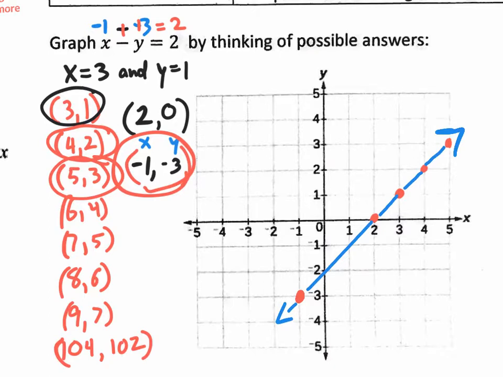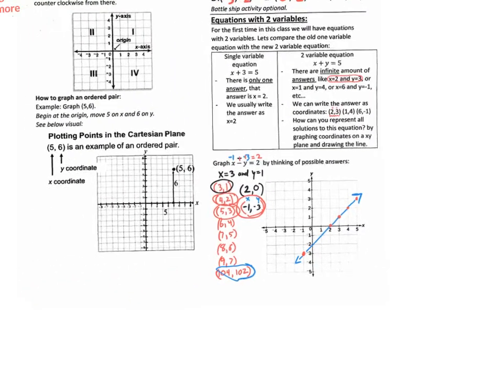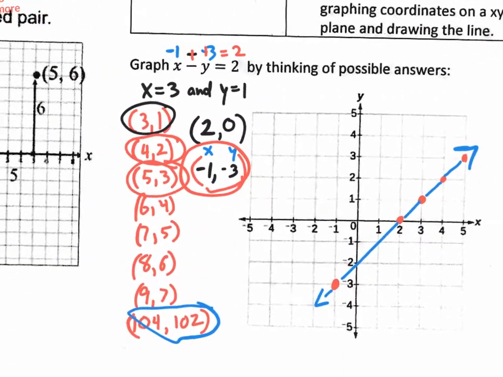So, Enrique, you said 104 and 102. That's an answer, right? Now, imagine this. If I were to go out from 0, 104 units this way, way over here, and then go up 102 units this way, way up here, guess what? It's going to land perfectly on that line way up there. Okay? So when you put arrows on it, it really does represent the infinite amount of answers.